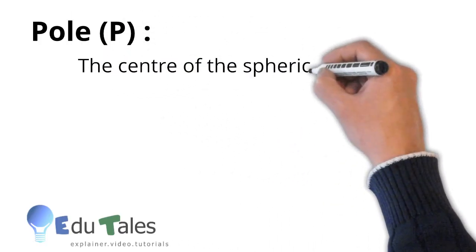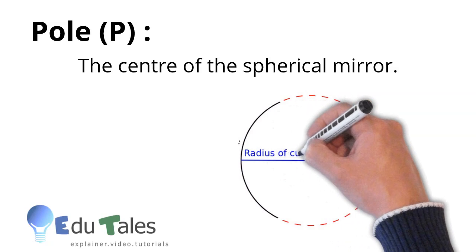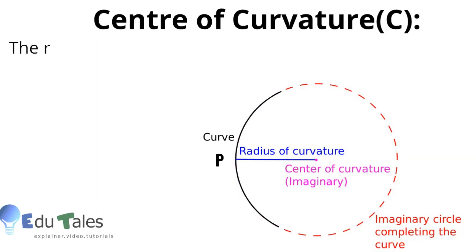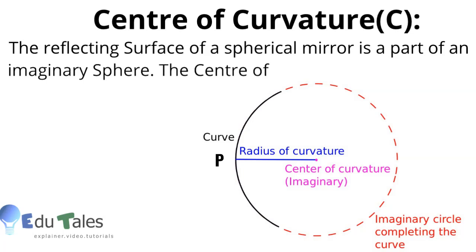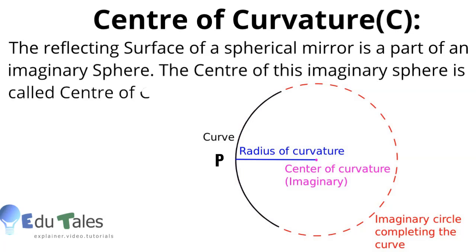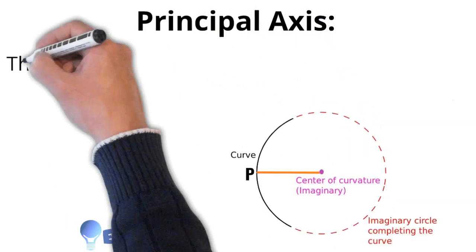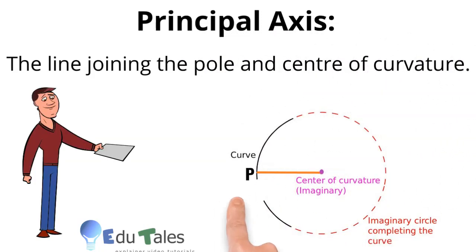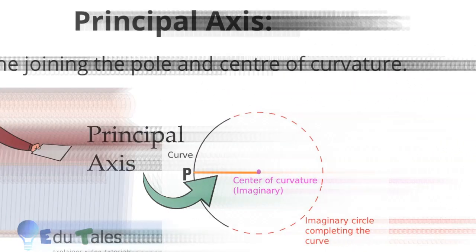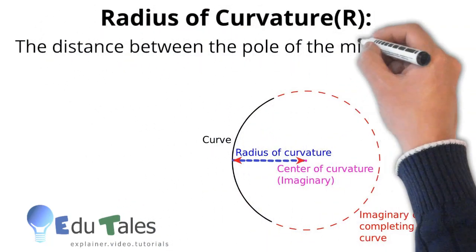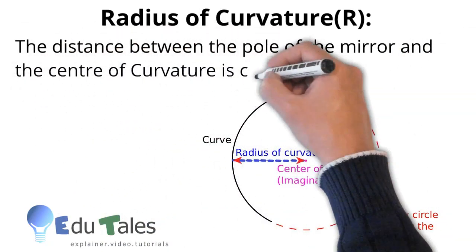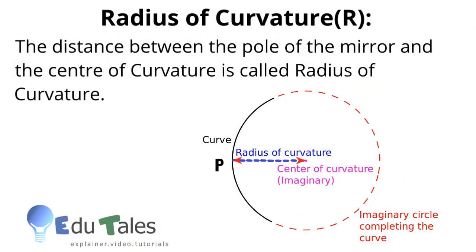Pole, the center of spherical mirror demonstrated by P as shown in the diagram. Center of curvature C. The reflecting surface of a spherical mirror is a part of an imaginary sphere as you can see in the diagram. The center of this imaginary sphere is called center of curvature. Principal axis. The line joining the pole and the center of curvature. Radius of curvature. The distance between the pole of the mirror and the center of curvature is called radius of curvature, as you can see the blue line in the diagram.